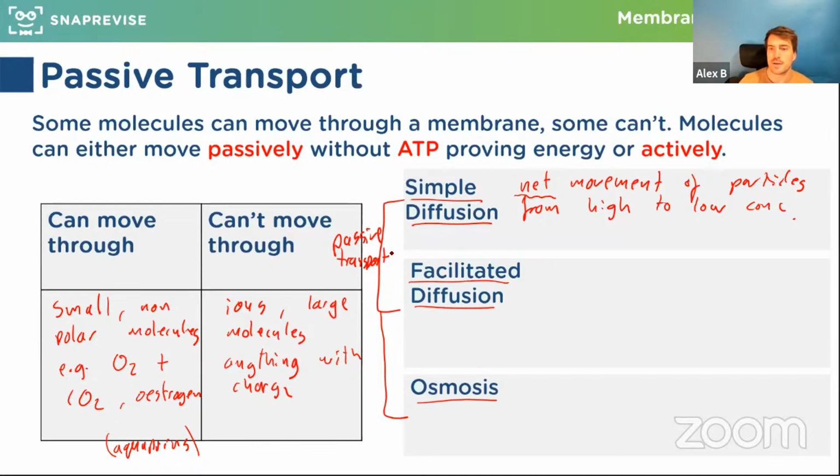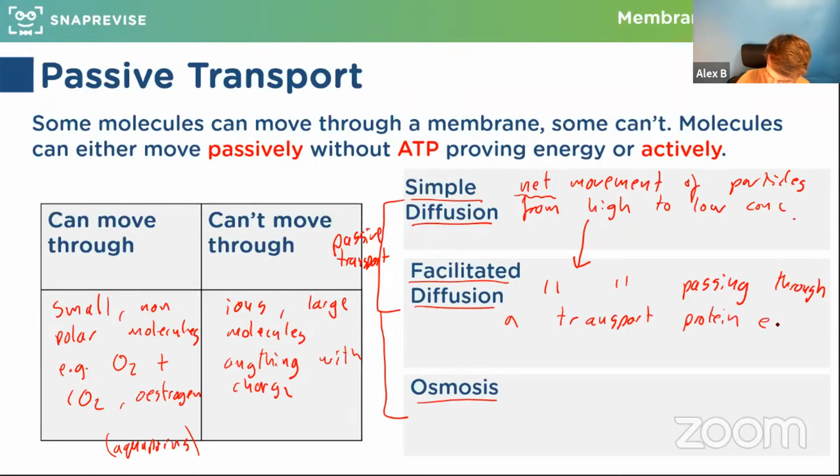They don't require energy, but it means they can only go down the concentration gradient, which is different to active transport, which can go against the concentration gradient. If you want to go against a concentration gradient, you need to put in energy. So you need to use ATP. Facilitated diffusion is basically the same as this, but passing through a transport protein, e.g. a carrier or channel protein.